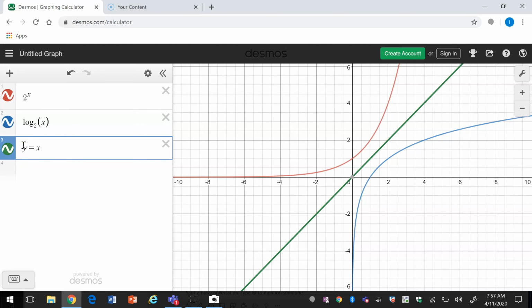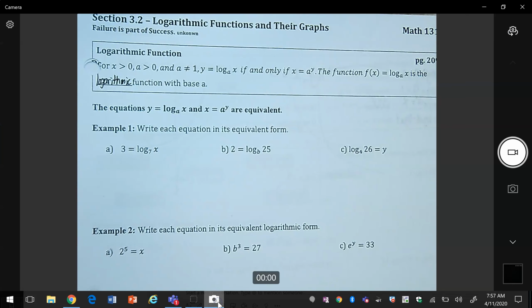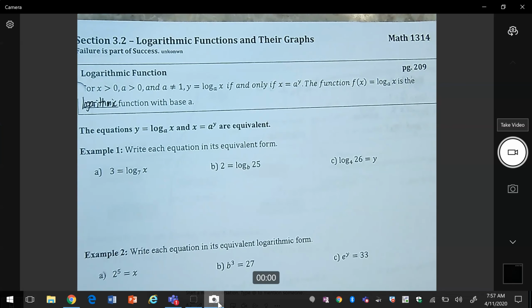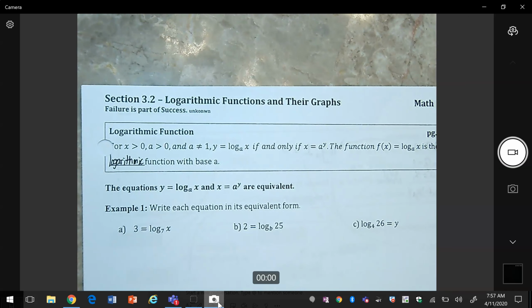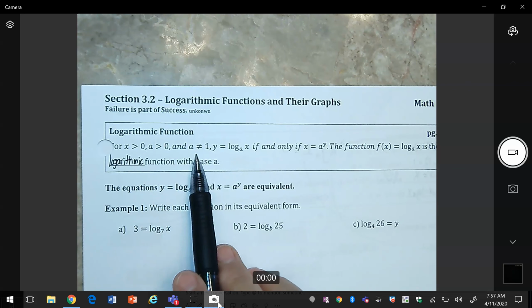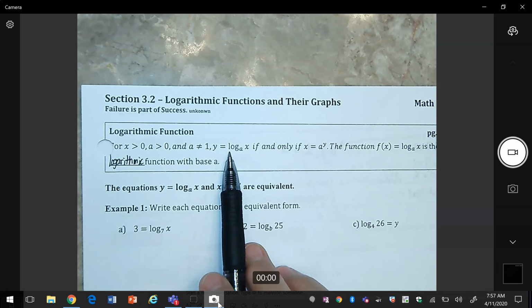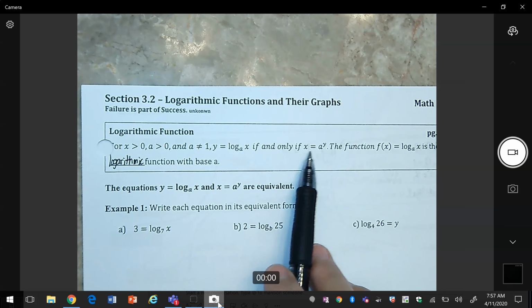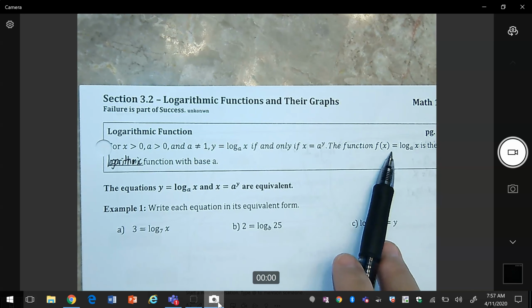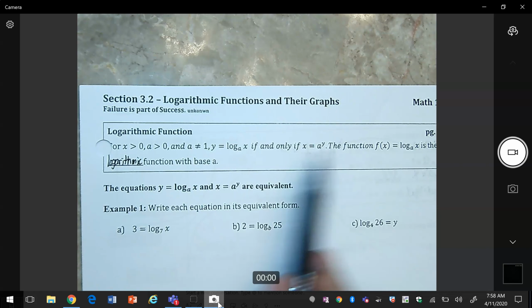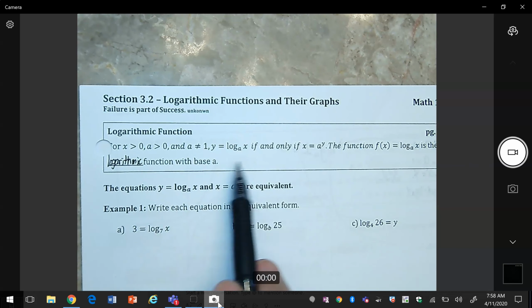So the line y equals x is the reflecting line for the two functions. So if we look at our handout, the definition for a logarithmic function is: for x greater than 0, a greater than 0, and a does not equal 1, y is equal to log base a of x if and only if x is equal to a raised to the power of y. The function f of x is equal to log base a of x is the logarithmic function with base a.